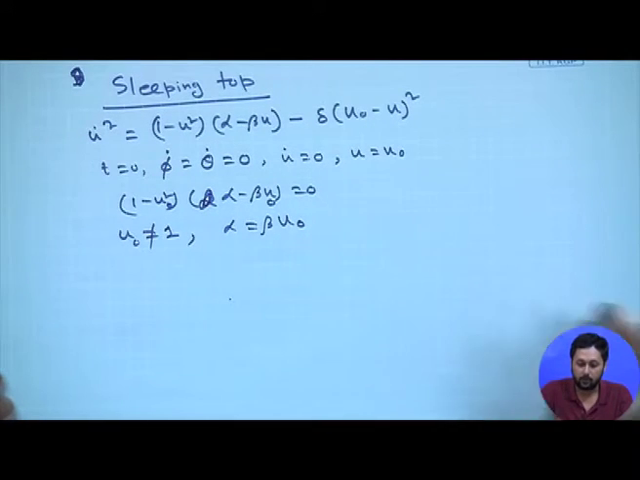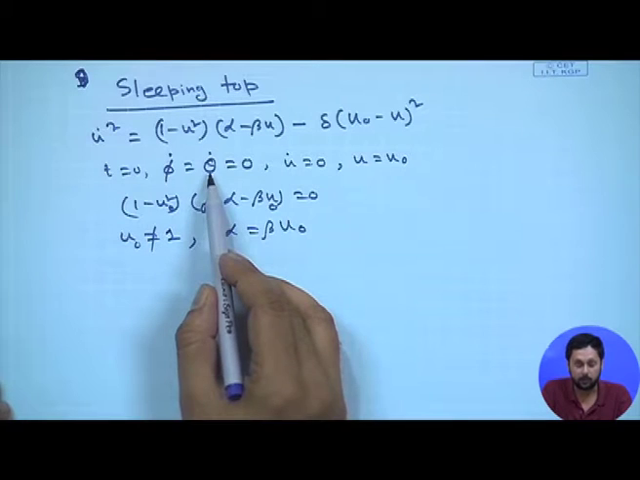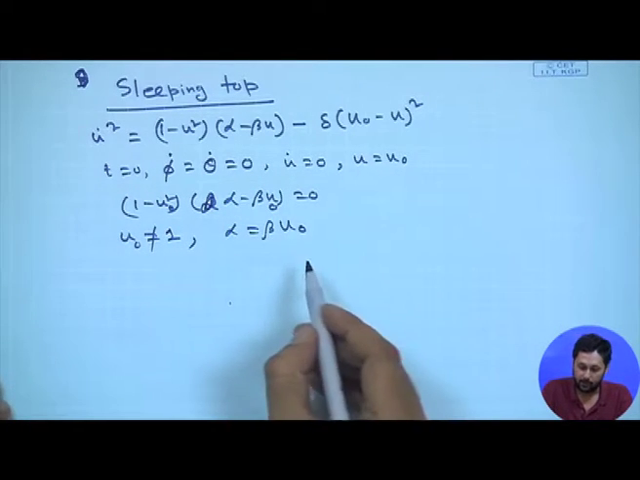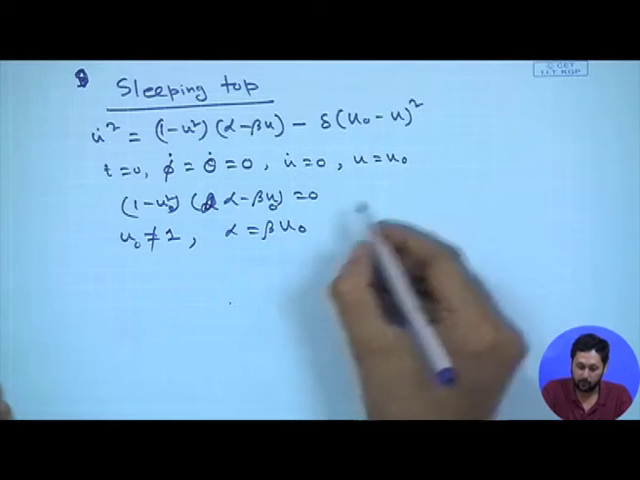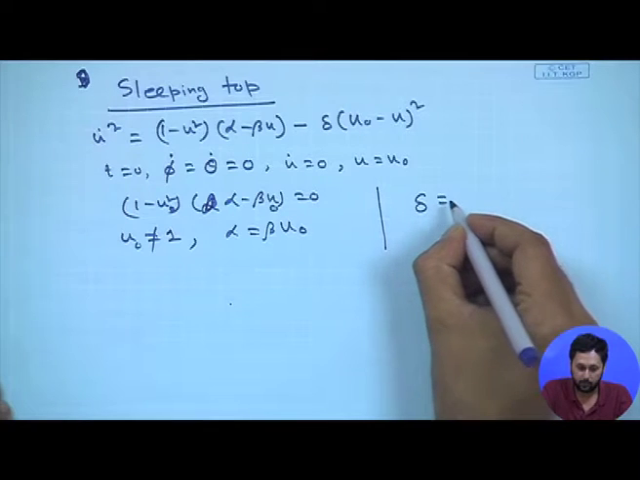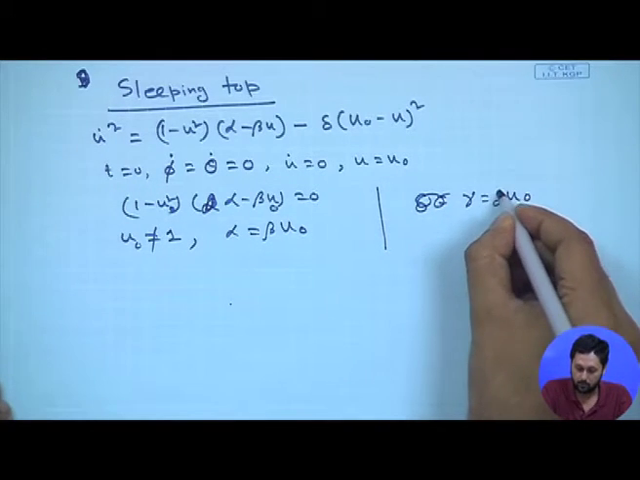So, if you start with an initial condition when phi dot is equal to theta dot is equal to 0 and u equal to u0, we have already seen that there is a condition of alpha equal to beta u0.